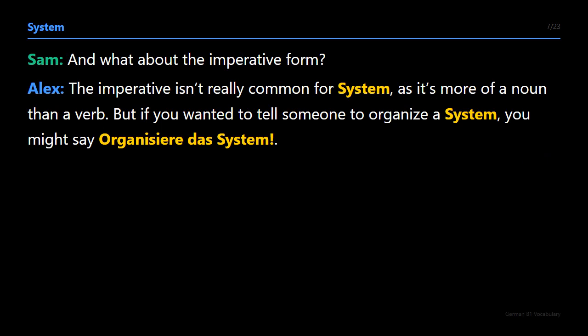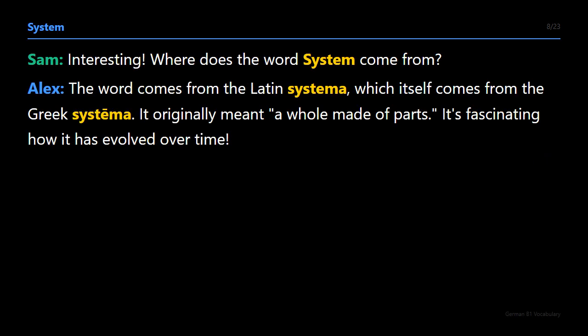Interesting. Where does the word System come from? The word comes from the Latin systema, which itself comes from the Greek systema. It originally meant a whole made of parts. It's fascinating how it has evolved over time.